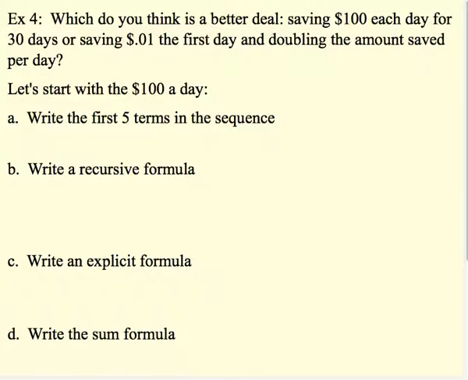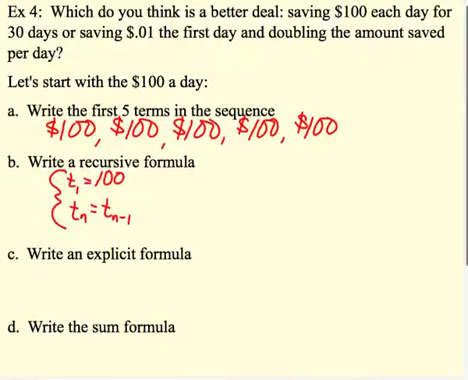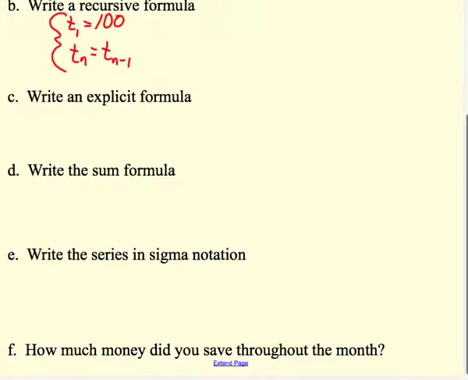So we're going to start by looking at the arithmetic series. First 5 terms in the sequence, we save $100 the first day, $100 the second day, $100 the third day, and so on. To write the recursive formula, remember this is the one where we have t sub 1, we explicitly state the first term, and then we write the next term in terms of the previous term, plus the common difference. Well, in this case, the common difference is 0. We're not adding anything to each of our terms. So t sub n equals t sub n minus 1, meaning the third term, for example, equals the second term.